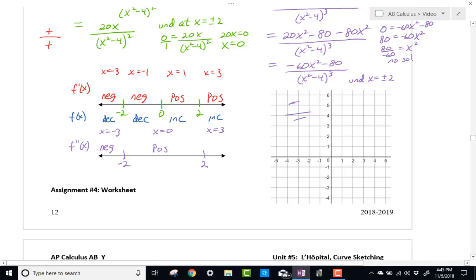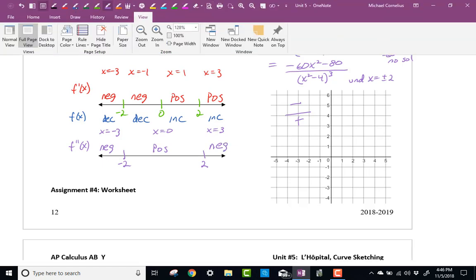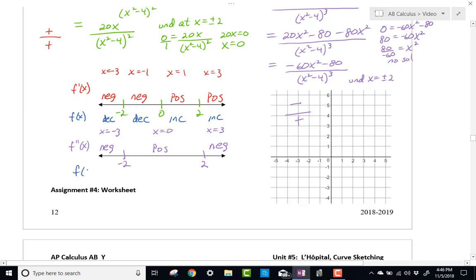Let's try positive 3. All right, one more time here. Plugging in positive 3 to the numerator, again, this turns out to be a 9 times negative 60 minus 80 more, so that's negative. Plugging in positive 3 to the denominator, that's 9 minus 4 again, which is 5, so that's going to be positive, so that's going to be overall negative. All right? And again, what we're looking at here is, what does that tell me about f of x? If f double prime is negative, that means that f is concave down. When f double prime is positive, f is concave up, and then concave down again.